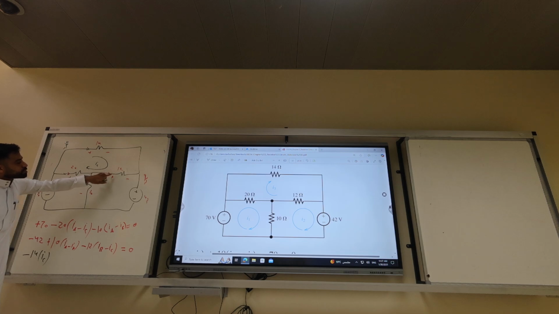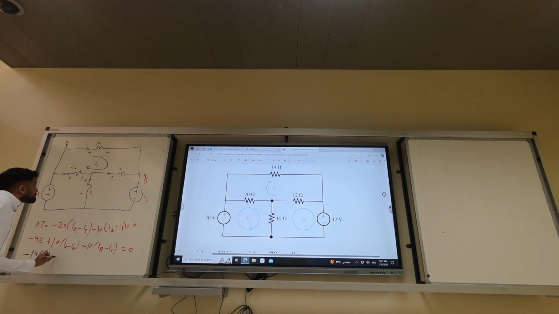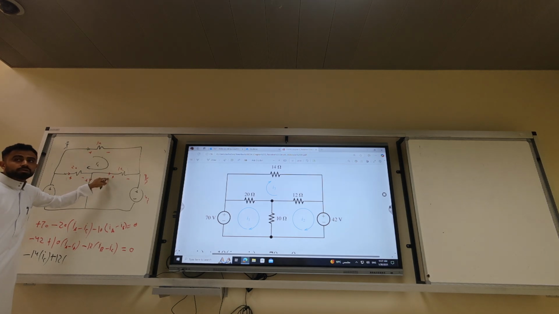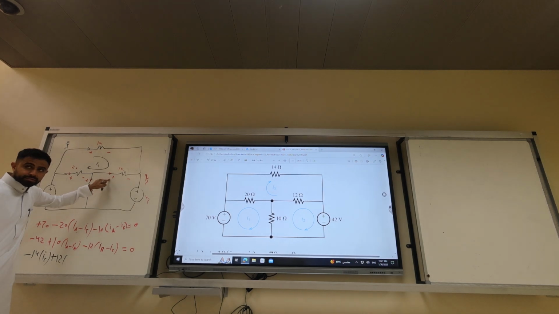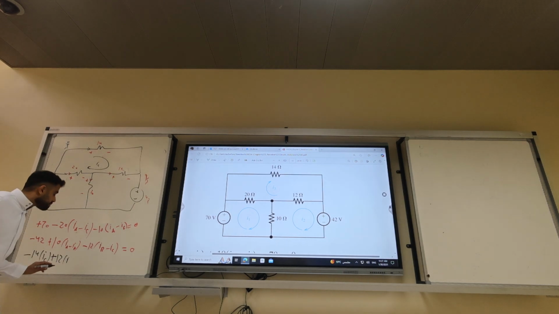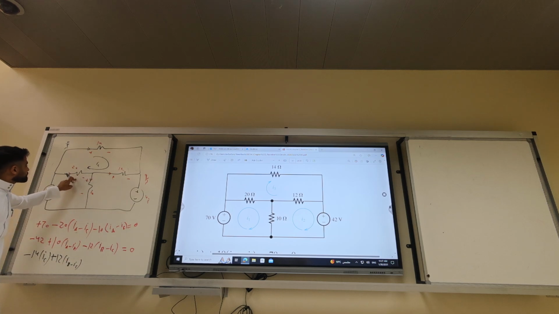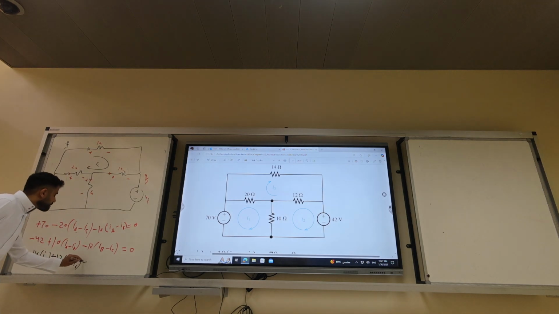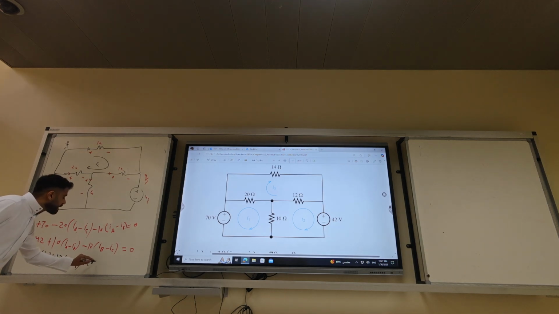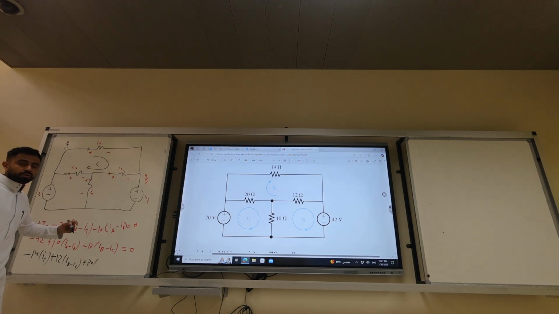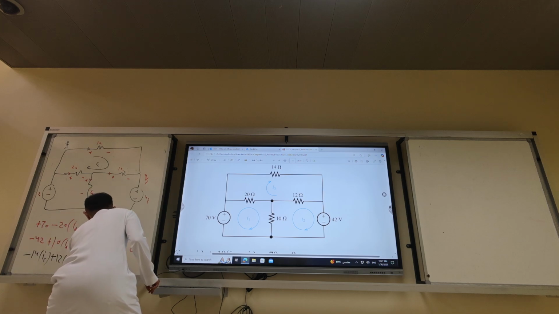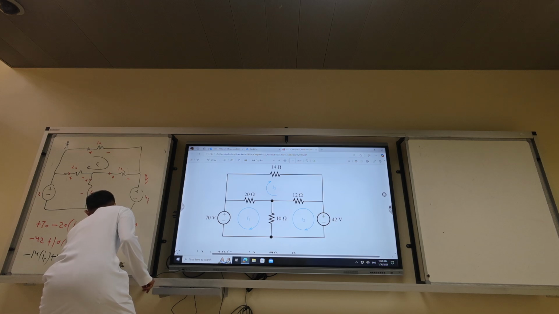Here, voltage rise or voltage drop? Voltage rise. Plus 12. What's the current that goes here? IB minus IC. Do not say IC minus IB, guys. So you're right, IB minus IC. Here, voltage rise or voltage drop? Plus 20 times. What's the current that goes through this resistor? IA minus IC. Minus IC equals 0.